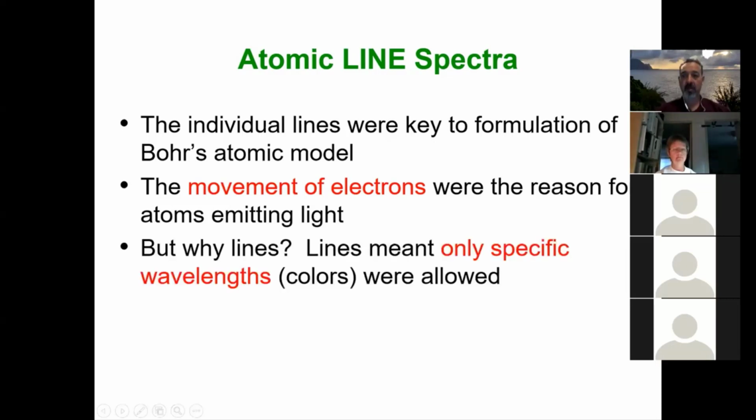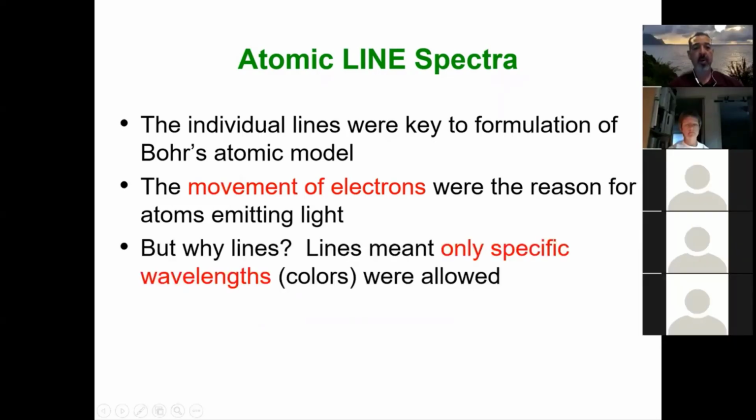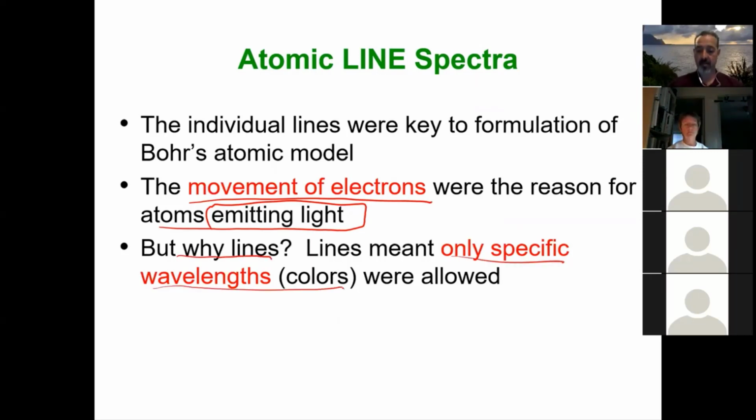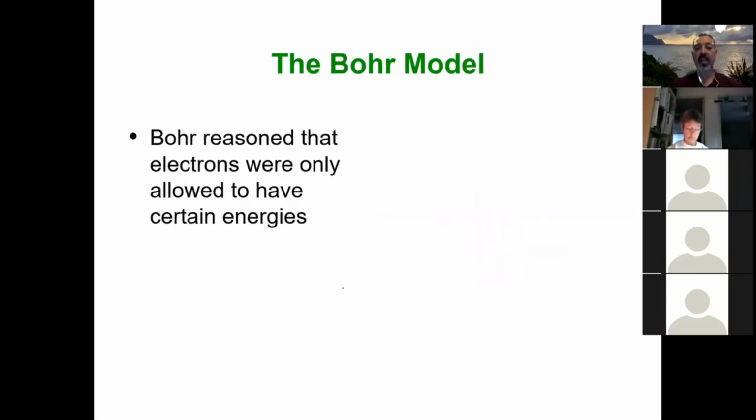Bohr used his theory that the movement of electrons was the reason for atoms emitting light. When electrons absorb energy and then drop back down, they emit light. But again, why discrete lines? Why only specific colors? Bohr reasoned that electrons were only allowed to have a certain amount of energy. They couldn't have any energy. It was all or nothing. It wasn't continuous.